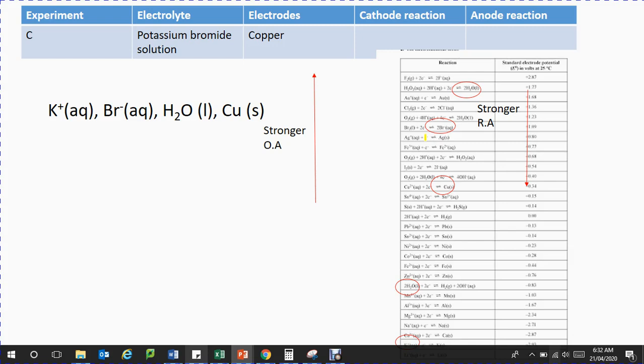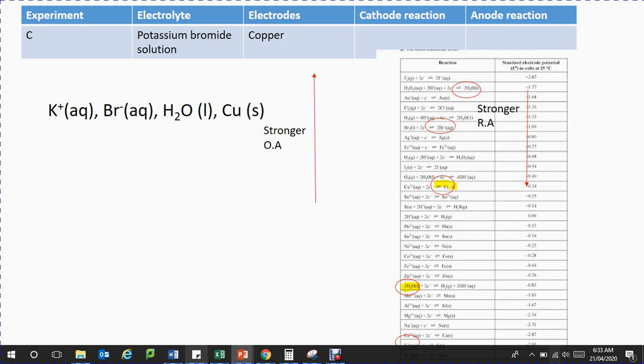Then I need to go through and find what is the strongest reducing agent and which one is the stronger oxidizing agent. So the strongest reducing agent is going to be my copper solid. My stronger oxidizing agent is going to be this water here. So my reaction is going to be between these two species. Then I need to work out what's the reaction that's going to occur at the anode and what's going to occur at the cathode.